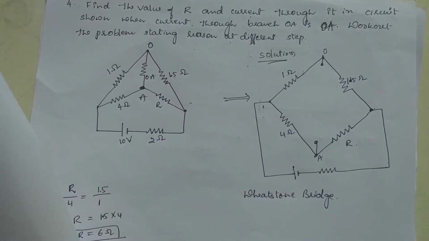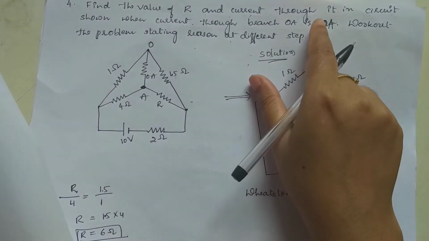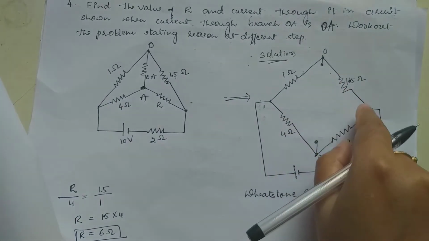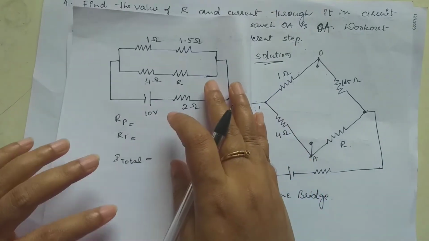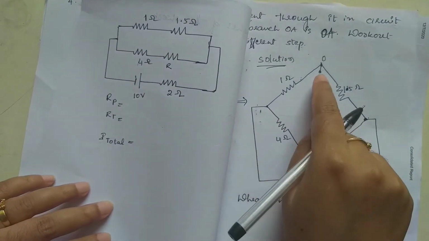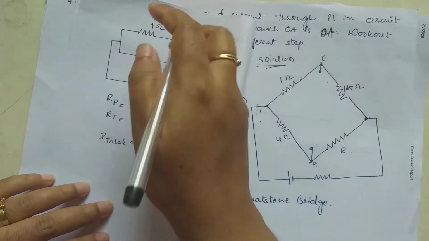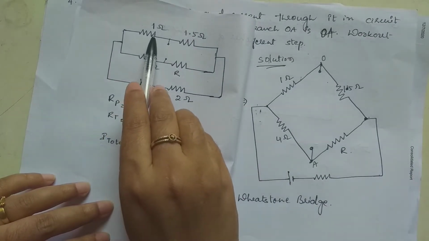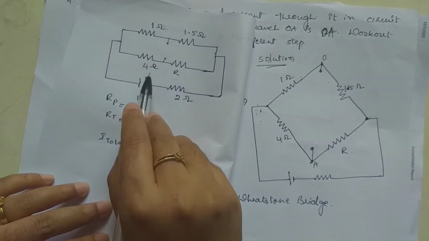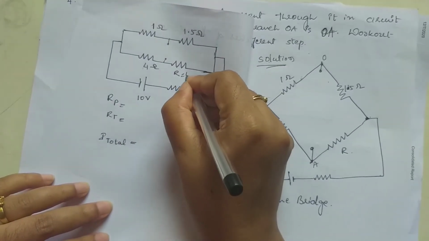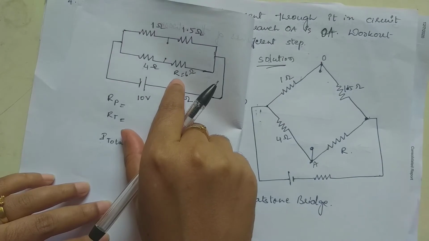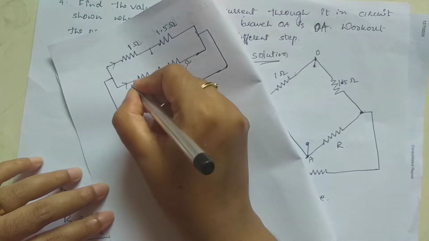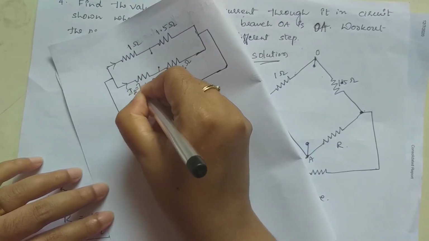Now R is found. We need to calculate the current through R. In order to find it, the same circuit can be written like this. Here the current through OA is 0, so it is open circuited. So 1 ohm is in series with 1.5 ohm, and 4 ohm is in series with R. The value of R is 6 ohm. The current through this second branch we have to find; let it be I2.